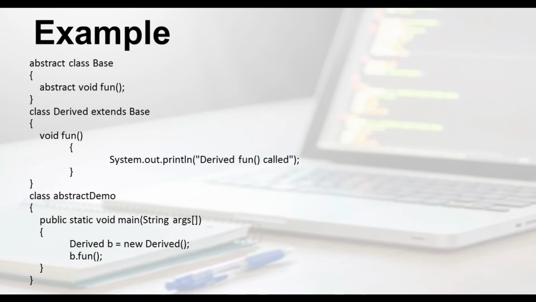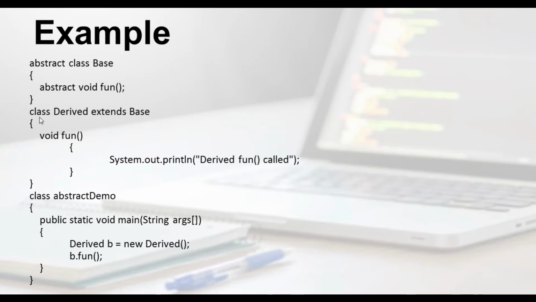So here I have a simple example. I have defined one class Base as abstract, meaning this is the abstract class. In the abstract class there can be an abstract method as well as a non-abstract method. Here I have defined one method as abstract, that is abstract void fun. So this is a simple base class which is defined as abstract, and in it I have defined one method as abstract, with the name fun.